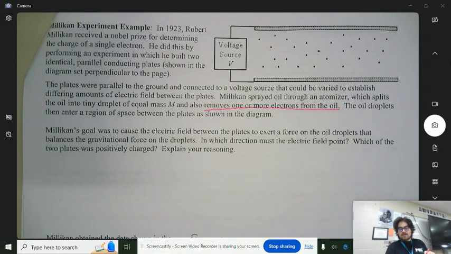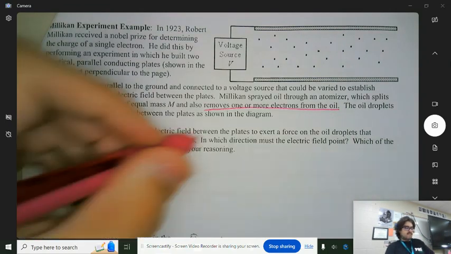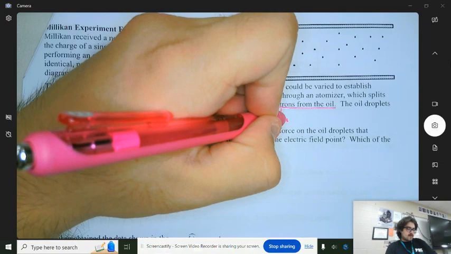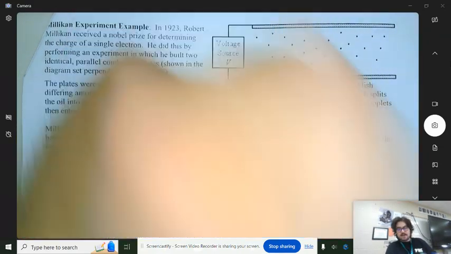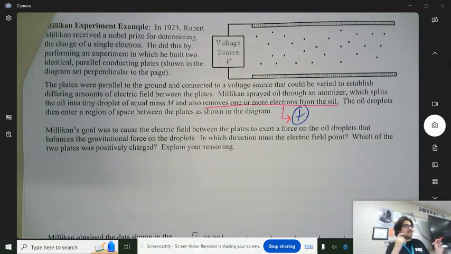So first off, we need to figure out in which direction must the electric field point? Well, actually, first off, we can figure out the charge of the oil droplets, right? Because guess what? If you're removing an electron, what kind of charge does that give you? Yeah, it makes it positive, right? Because you're taking away an electron.